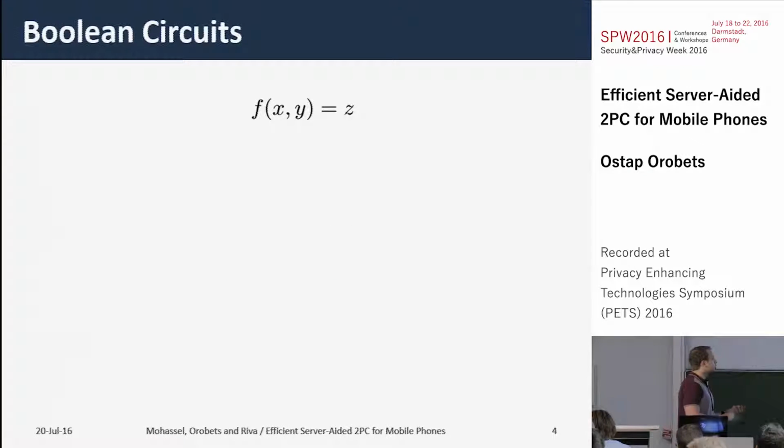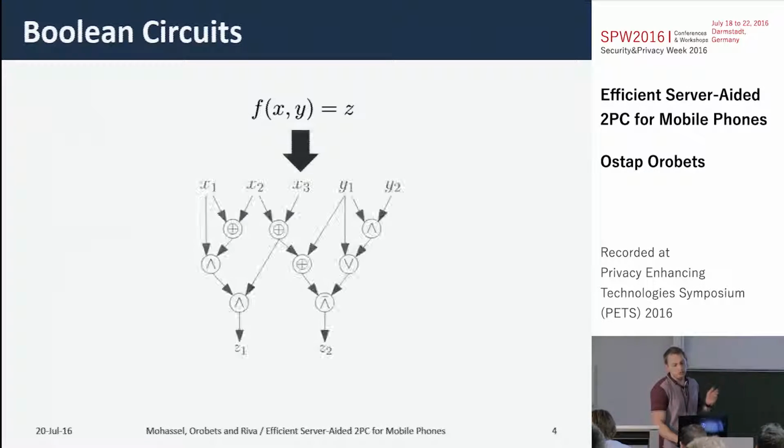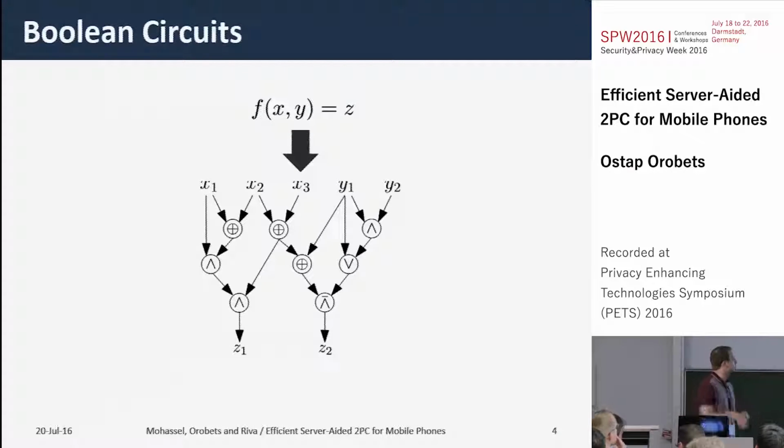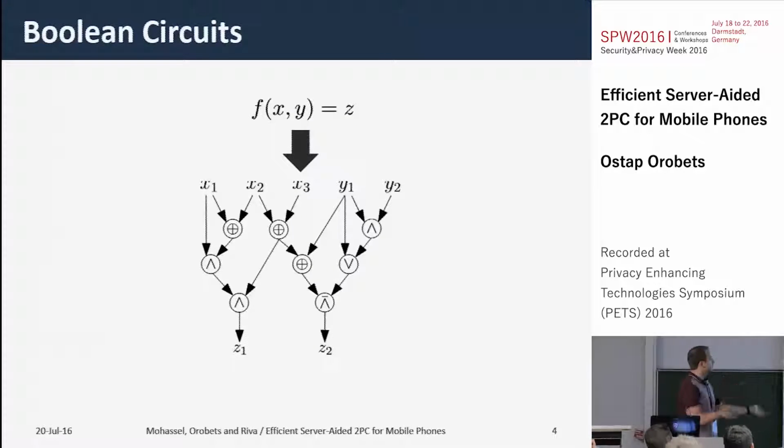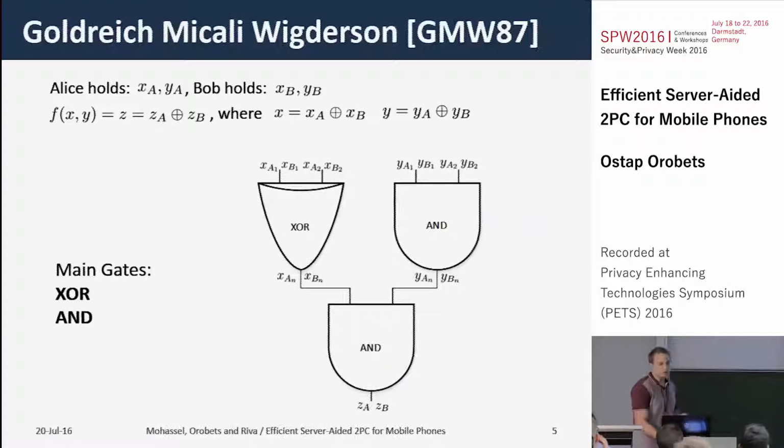So any function f of x, y, using special compilers, can be converted to a Boolean circuit. So we have a bunch of logical gates, and they're connected via wires. So the question is, if we can compute this Boolean circuit in an oblivious manner, in an efficient manner, then we are done with our computation. So let's jump into the GMW protocol from '87.